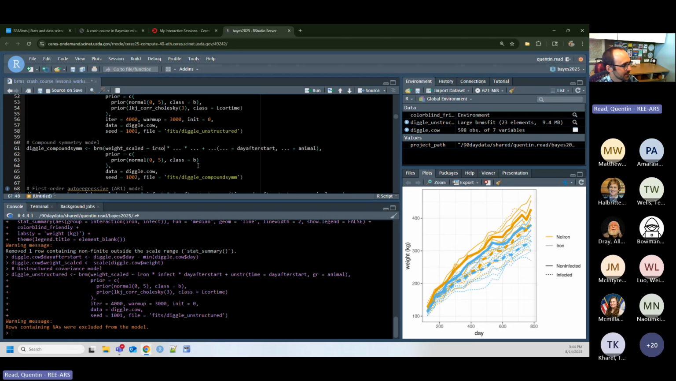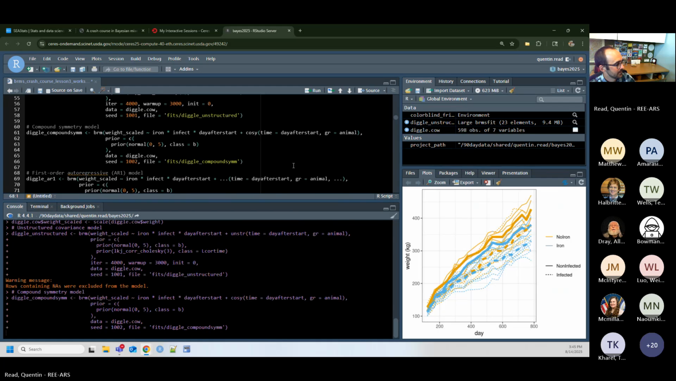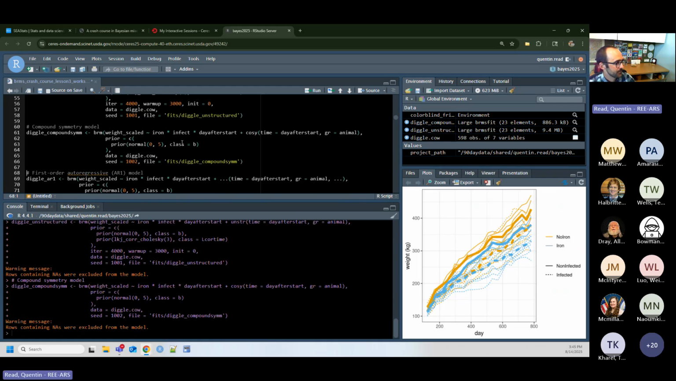So with the same iron by infect by day after start as our fixed effects, and we're going to use the COSY, compound symmetry covariance. The time variable is the days after start, and the group GR equals animal. And I've called this Diggle compound sim for compound symmetry. Control Enter to run that. Same priors on the fixed effects.